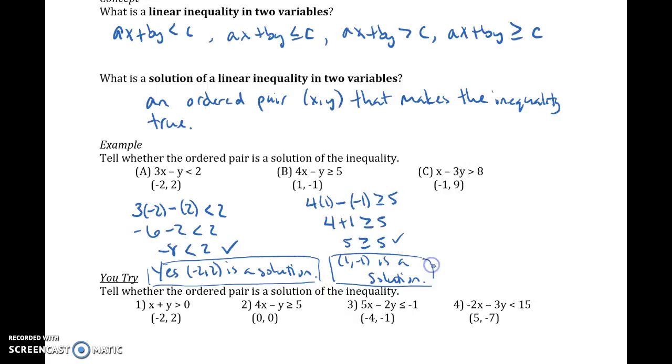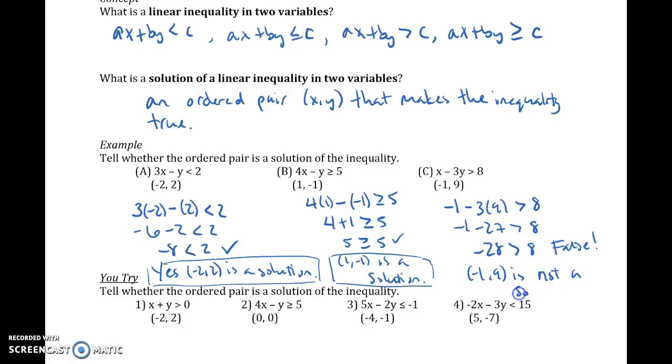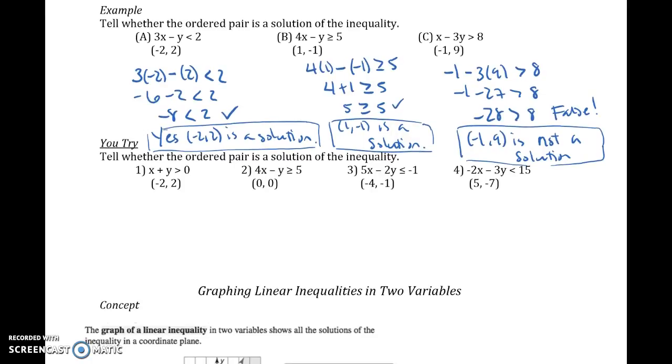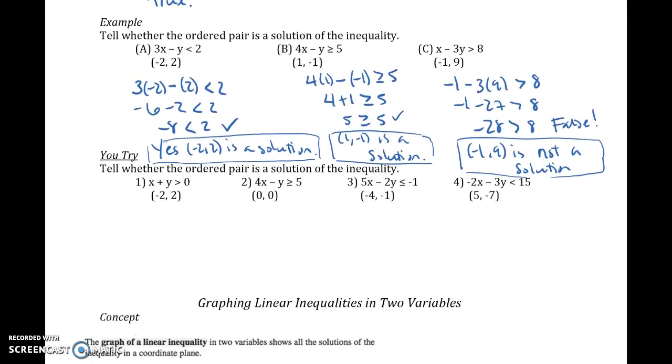Okay? Finally here, let's look at C, plugging in -1 for x, 9 for y. -1 minus 27 is clearly going to be not larger than 8 because this is going to be a -28. So this is false, meaning -1, 9 is not a solution. Okay? So hopefully a nice, easy way to ease into inequalities, something that we're familiar with here, just plugging in x and y. Go ahead and try those 4 you-try problems for me and see, do they all work? Does one work? Right? What's going on here?